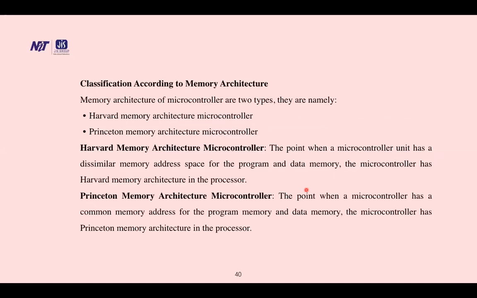Classification according to memory architecture. Memory architecture of microcontrollers are two types, namely Harvard Memory Architecture microcontroller and Princeton Memory Architecture microcontroller. In Harvard Memory Architecture, a microcontroller unit has a dissimilar memory address space for the program and data memory. Whereas in Princeton Memory Architecture, a microcontroller has a common memory address for the program memory and data memory.